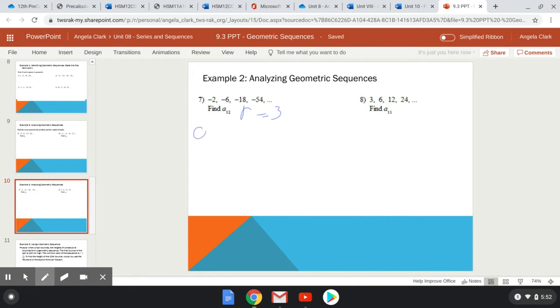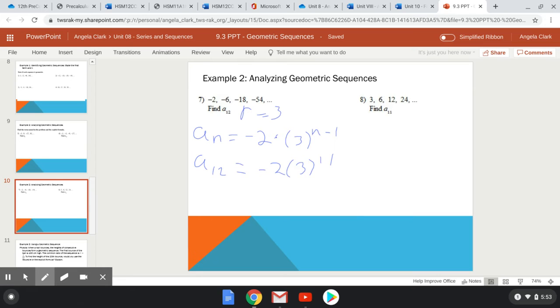So now we can write our explicit formula, which is just A_n equals the first term times the common ratio to the n minus 1. So -2 times 3 to the n minus 1. There's nothing we can do to simplify this. This is as simplified as it gets. So let's just go ahead and find A12. So we're going to plug that in. So we get -2 times 3 to the n minus 1, remember, is 12 minus 1, so that's 11.